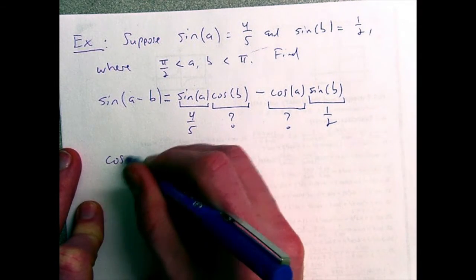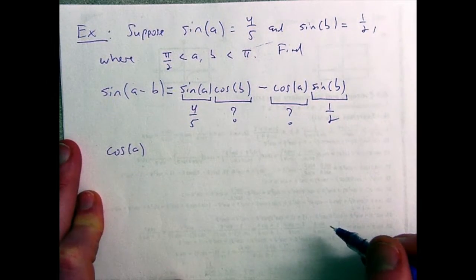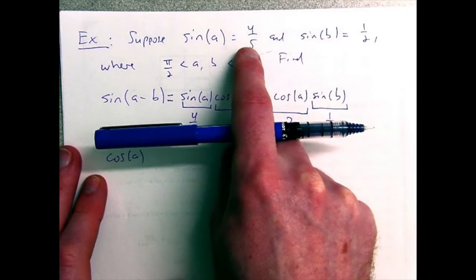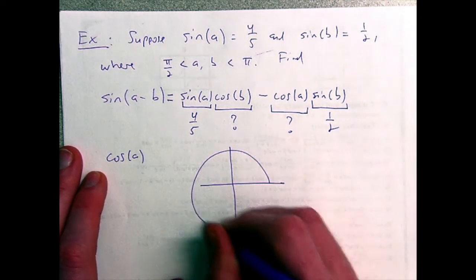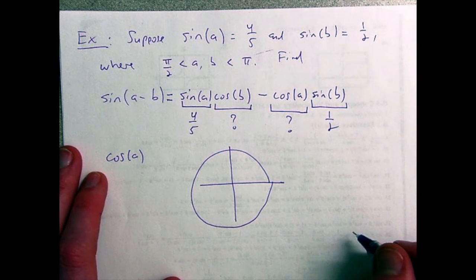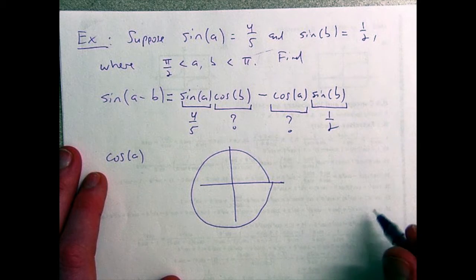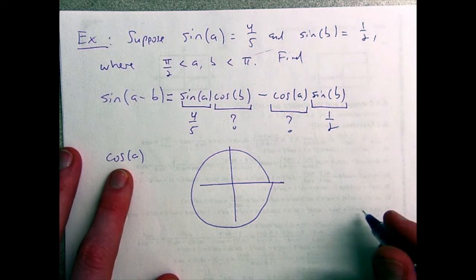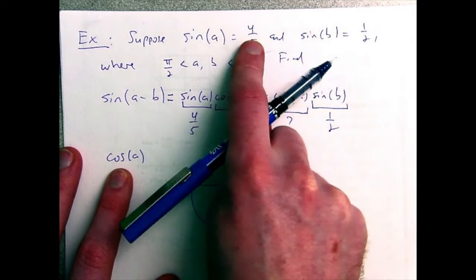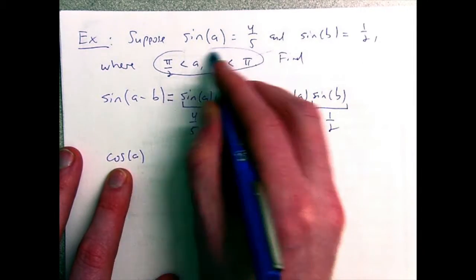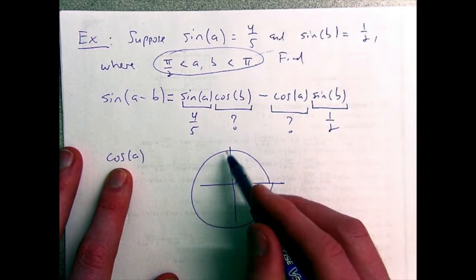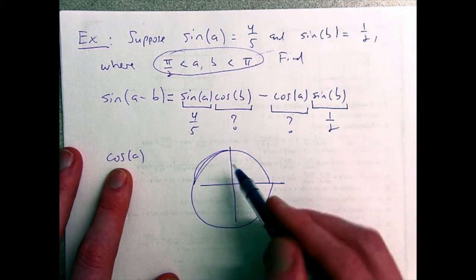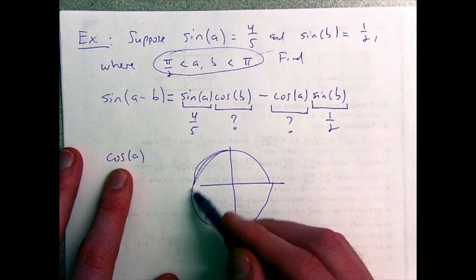How can we find cosine of A? Well, we know that the sine of A is 4/5. So I'm going to do something we haven't done in a while, but should still be pretty familiar. I'm going to basically draw a right triangle and use it to find the cosine of A. Now notice this thing here. It says that A and B are bigger than pi over 2 and less than pi. That just means that they're in the second quadrant. Bigger than pi over 2, smaller than pi. So A and B are both here.